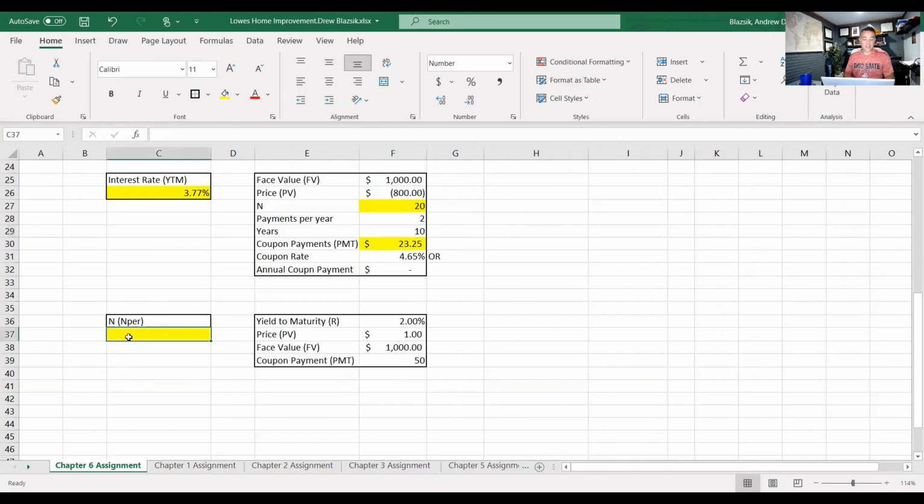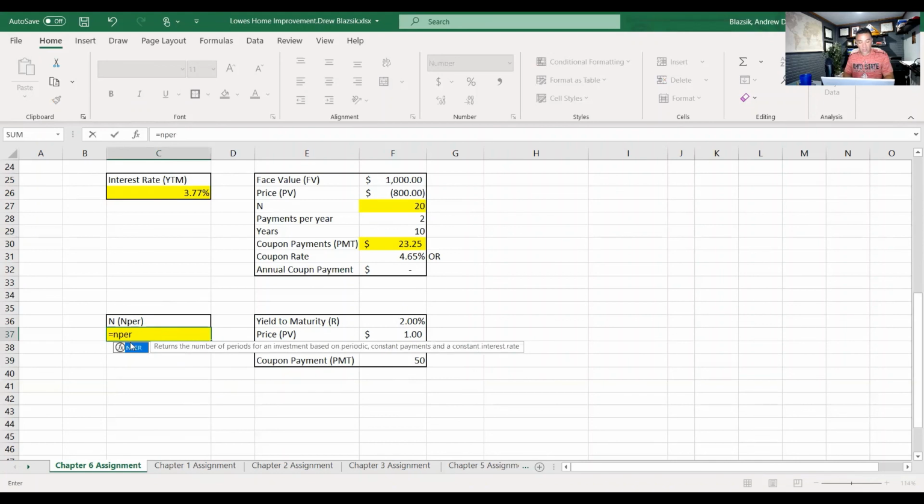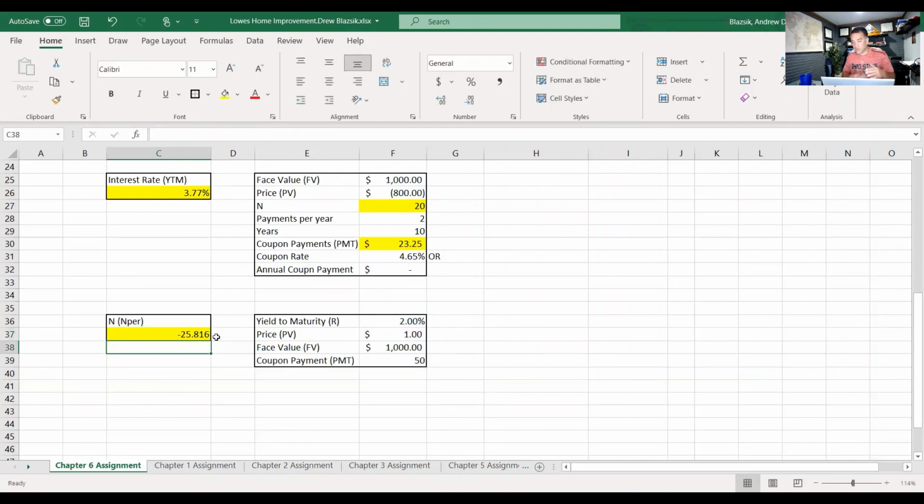So how do you solve for this? Will you ever use it? Probably not. NPER. Okay, what do you have to have? You have to have the rate, comma. You have to have payments, comma. You have to have the price, comma. You have to have the future value, comma, we'll say 0, close it up. And now it's going to give us a negative years to solve this.